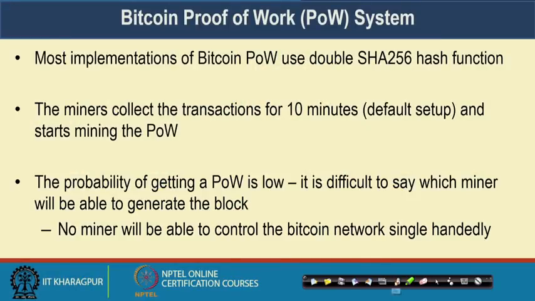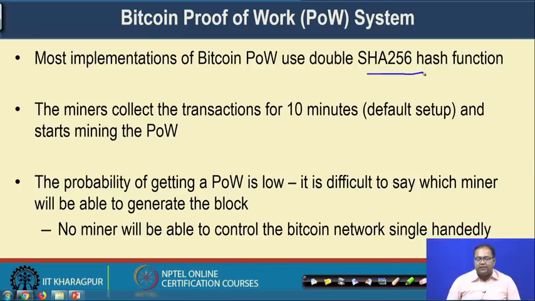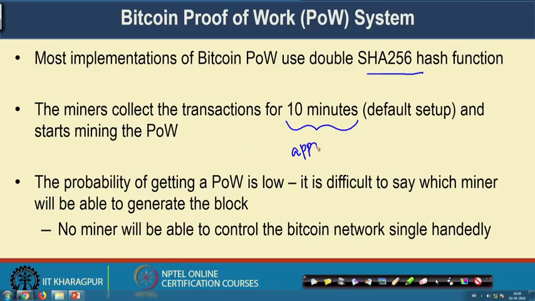Most implementations of Bitcoin proof of work utilize the SHA 256 based hash function, which is a 256 bit hash function. The miners collect the transactions for approximately 10 minutes, which is a default setup. So, it waits for a certain duration and looks at all the transactions which are coming within that duration. This is again an approximate duration. This duration comes from the periodicity at which the miner should mine a new block. Those different steps we will look into later.